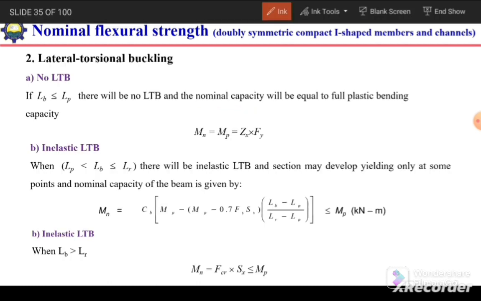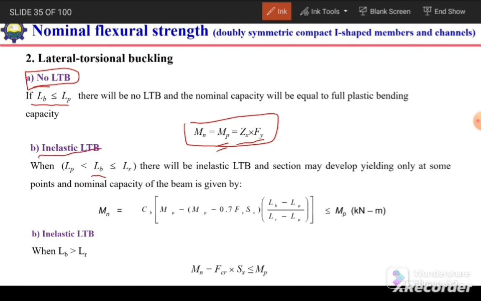Okay, next is lateral torsional buckling. If Lb, the unbraced length, is less than Lp, then there will be no lateral torsional buckling and the capacity will be equal to the plastic moment capacity, and we can calculate it by Zx times Fy. Zx is the plastic section modulus and Fy is the yield strength of the steel. So this case will be similar to that of yielding. The next case is inelastic buckling.